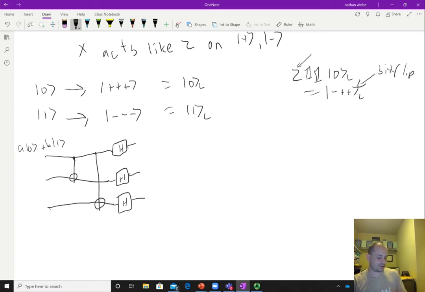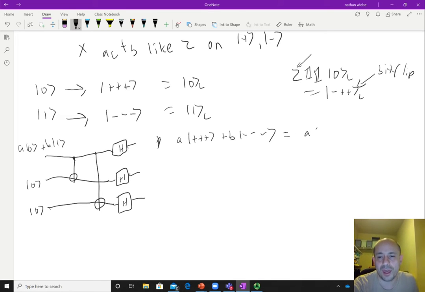The result coming back out. And what we end up getting when we do the algebra, and assume that each of these starts at 0, is that the Hadamard transforms will transform 0 into plus and 1 into minus. So this will end up giving us a plus plus plus plus b minus minus minus, as required. And that is, of course, equal to a 0 logical for this code plus b 1 logical for this code. All right, fantastic. So that's basically how it all works.